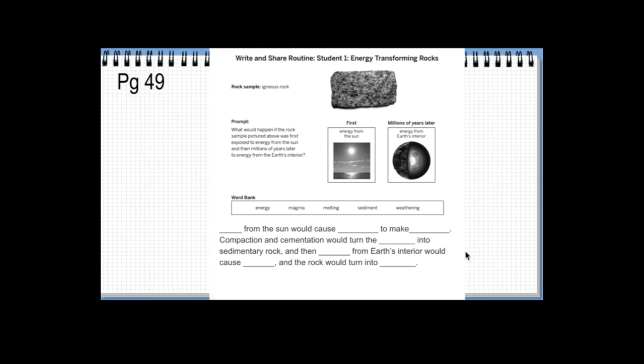And let me just go over this really quick. In this particular example, the page asks what would happen if the rock sample pictured was first exposed to energy from the sun, then a million years later exposed to energy from Earth's interior. This is an igneous rock, but it pretty much applies to any rock. Energy from the sun would cause weathering to make sediment. Compaction and cementation would turn the sediment into sedimentary rock. And then energy from Earth's interior would cause melting, and the rock would turn into magma.